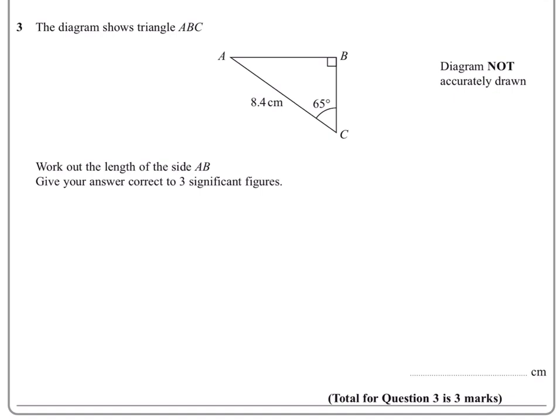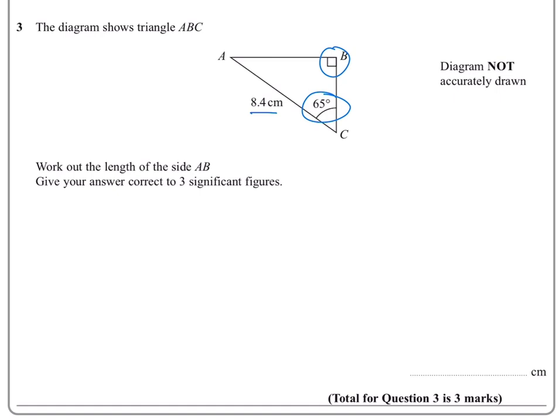So question 3 here, we've got a right angled triangle as shown by this little square. We've got a side length 8.4 and an angle of 65 degrees. Now the question always is, do we use Pythagoras' theorem? Do we use trigonometry? Well, because we have an angle, it rules out Pythagoras' theorem. Pythagoras' theorem is only for side lengths in right-angled triangles.